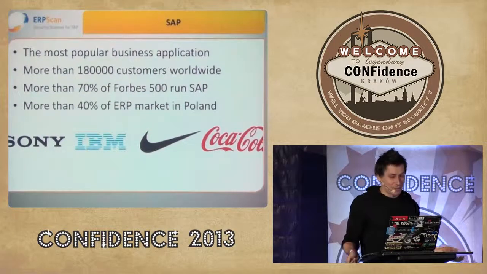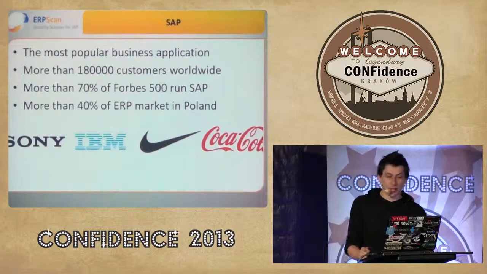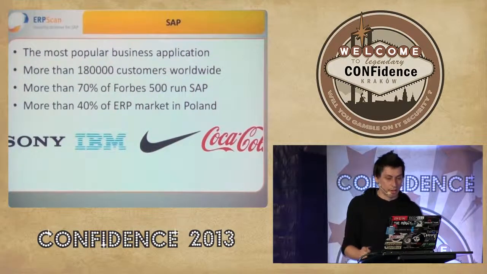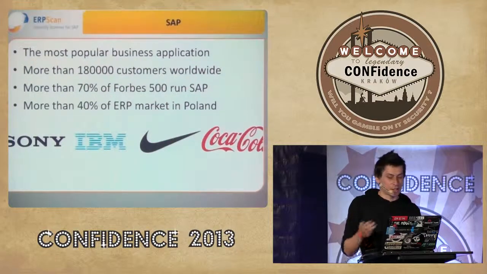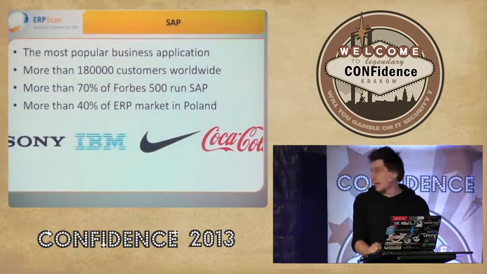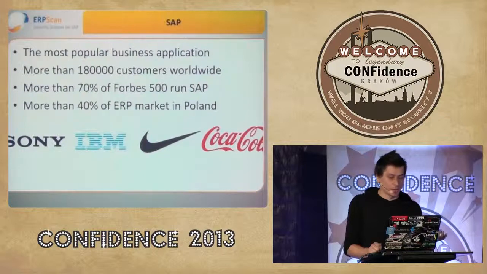SAP is the most popular business application. Over 9,000 installations all over the world, near 40% of the ERP market. It's a very expensive system, but people spend enormous amounts of money to install it, and after install, they forget about security. It's strange. In an ERP system, all business processes are performed and all critical information is stored, like financials, HR information, information about clients, and very often companies don't care about the security of this data. As I said, it's very strange.